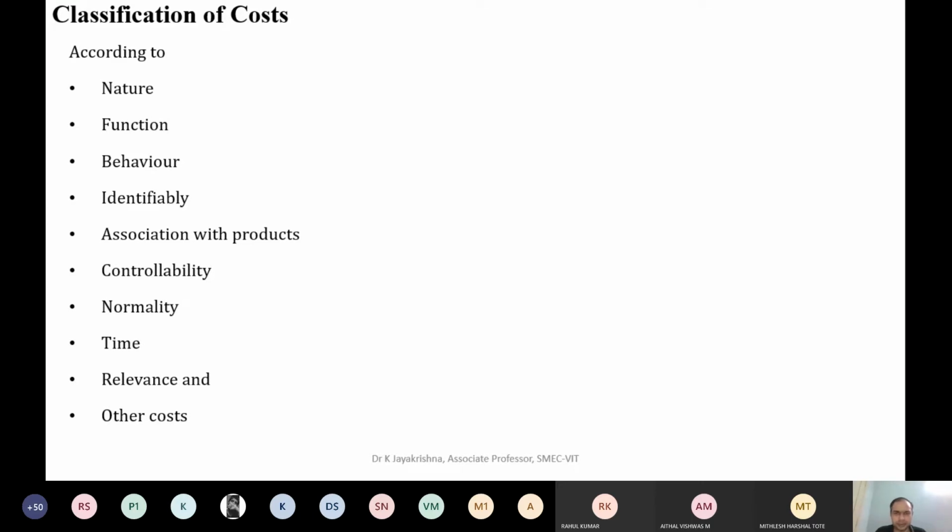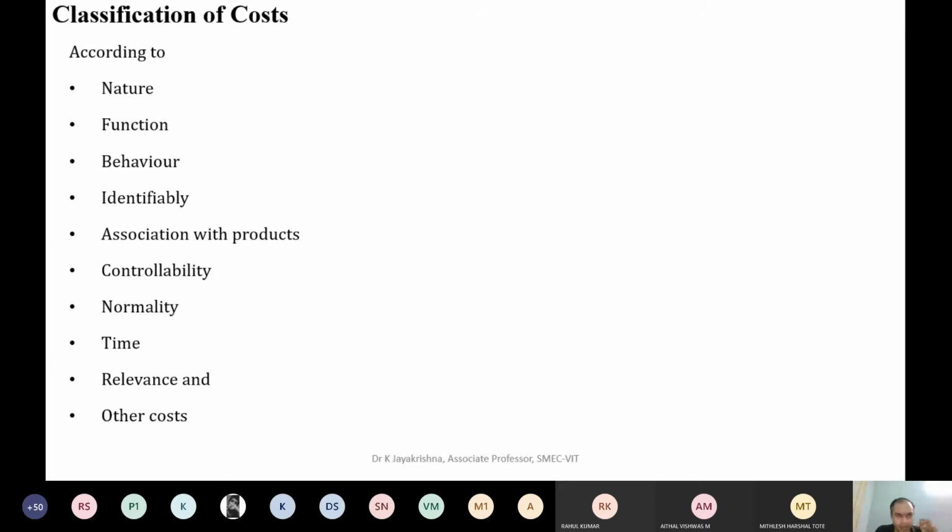If you're in an emergency, the cost of the ticket is high, like how you buy black tickets in theaters to watch your favorite hero's movie. So sometimes the rate depends on that. But let's not dive deep into this classification of cost. Rather, we'll go into the interesting part of the costing.